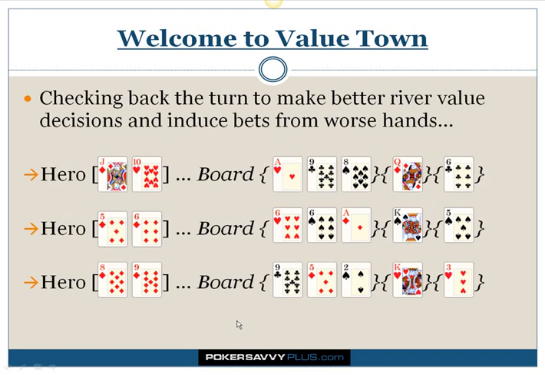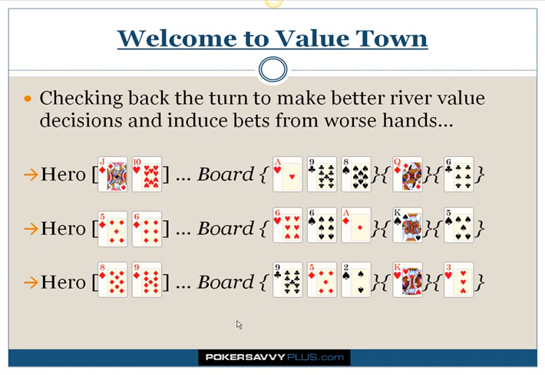So the next situation is a value line which I take some of the time, and it's a very different situation to the next one we're going to look at, and we need to really think about texture when we're talking about these two next situations. The first one that I'm going to talk about is actually checking back the turn to make better river value decisions, and induce bets from worse hands.